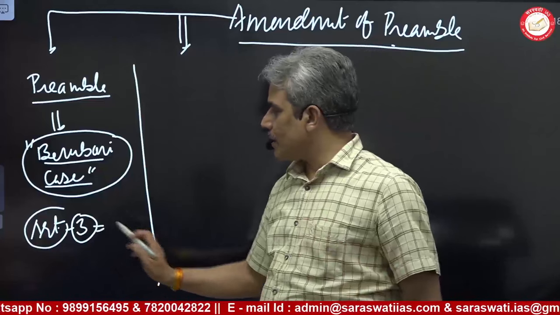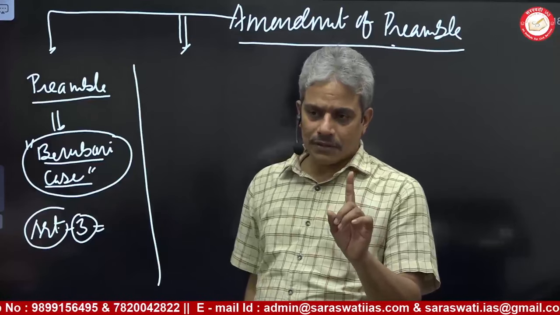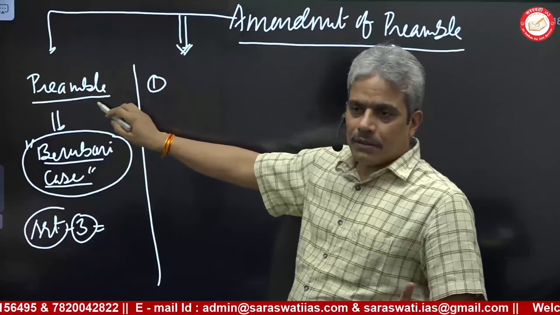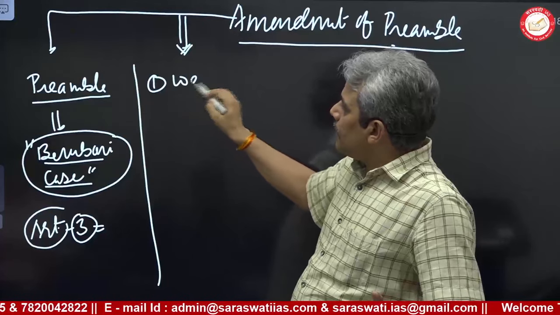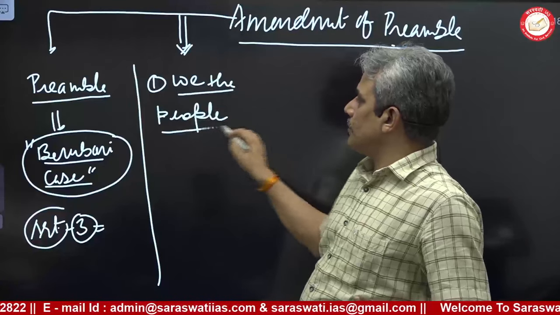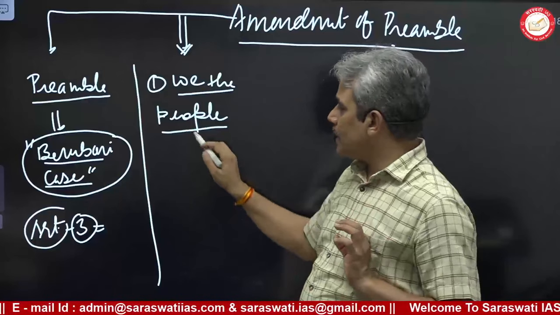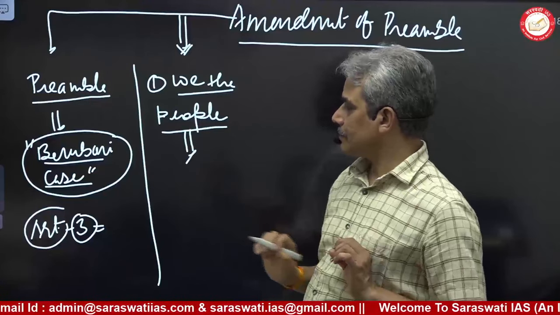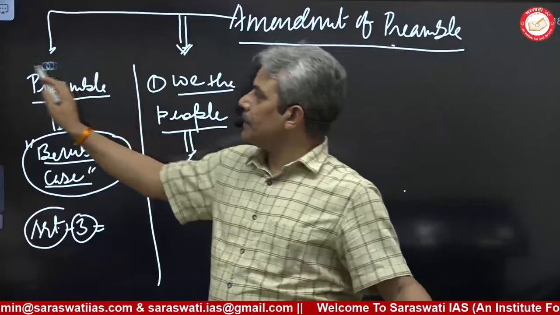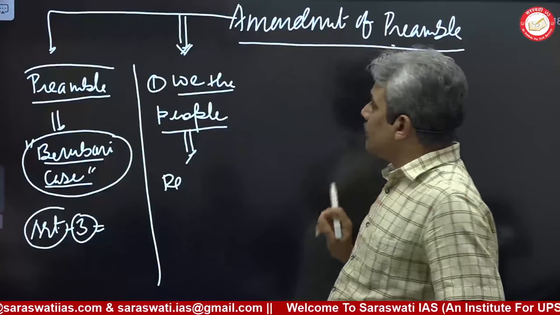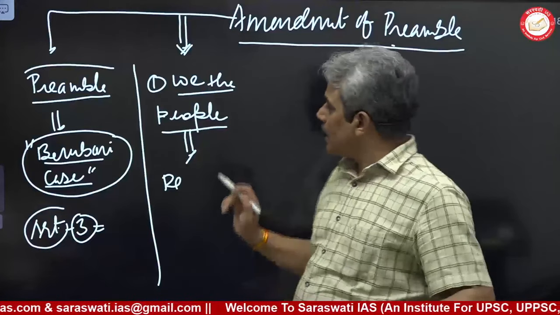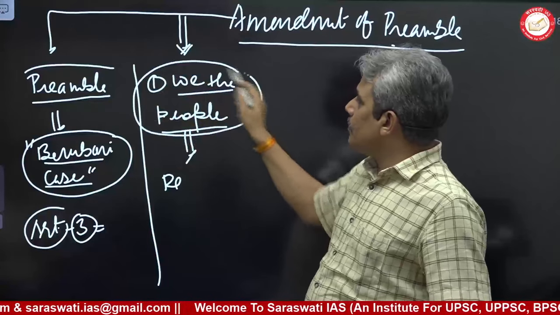That was the question. Then, what was the question asked in the Berubari case? First, the petitioner says that Parliament is not entitled to amend the preamble because preamble says that we the people of India are the source of power. Therefore, for transferring that land, we need a referendum, and because our preamble says it is we the people of India, how can we take the consent of the people of India without a referendum? That was the demand.